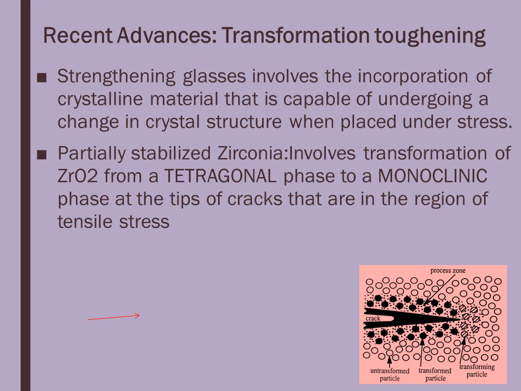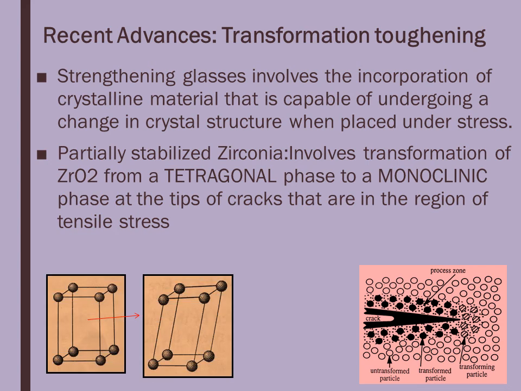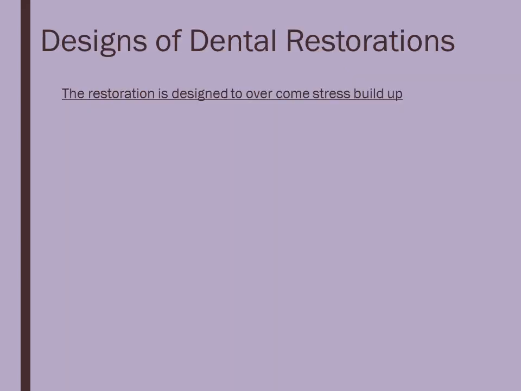You can see from the picture that this triangular thing is the crack, and when this zirconia ceramic is placed under stress, it undergoes a change from tetragonal to monoclinic. When it undergoes this change, this results in the formation of residual compressive stresses, and that again leads to an increase in the strength, and the crack propagation is stopped. This diagram is showing the change from tetragonal to the monoclinic crystalline structure.